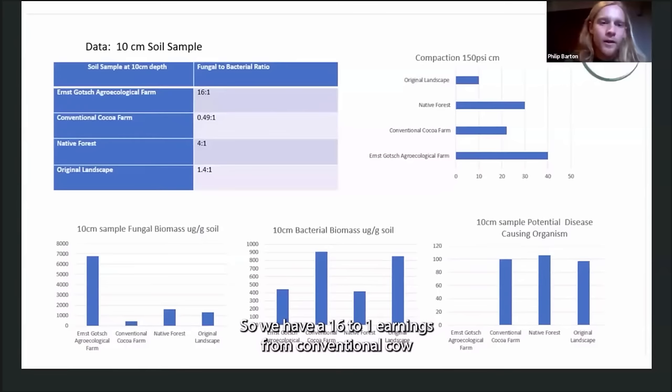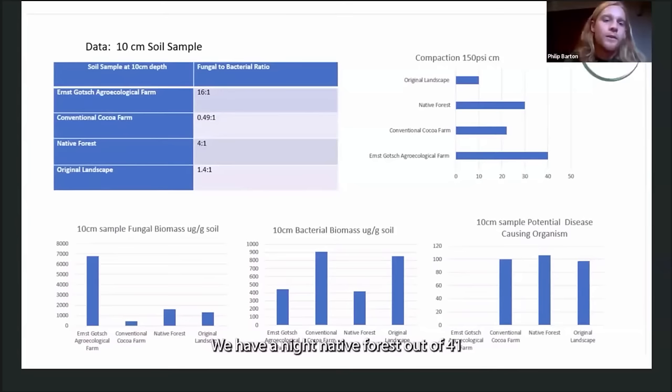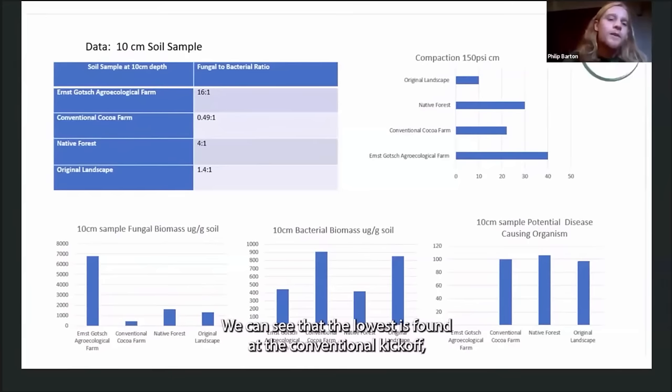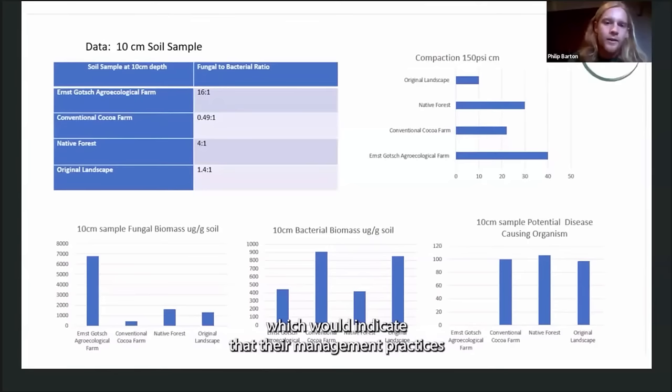Conventional cacao farm is at a 0.49 to 1. We have a native forest, which is at a 4 to 1, and the original landscape, which is at a 1.4 to 1. So on this table, we can see just how high Ernst's fungal to bacterial ratio is. It's in the correct stage of succession for his crop. We can see that the lowest is found at the conventional cacao farm, which would indicate that their management practices have detrimentally affected those counts.